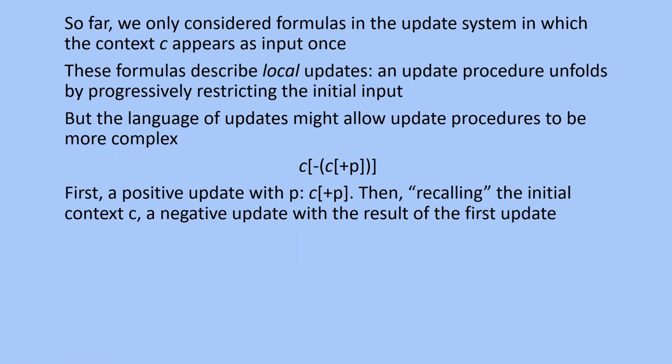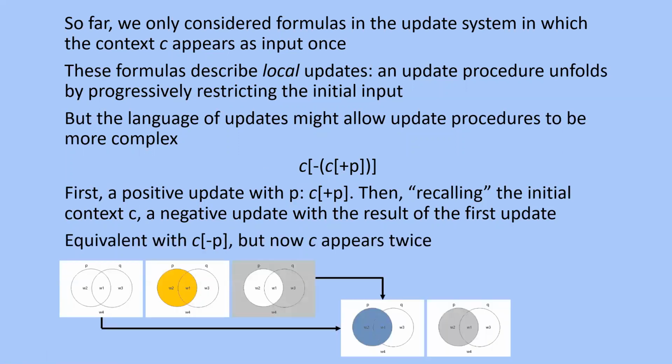Here's what procedure this formula describes. Starting from inside out, first there's a positive update with P. It gets you to an intermediate context, C plus P. And at that point, you can recall, so to speak, the initial input, C, and perform a negative update with the result of the first update. So intuitively, this is equivalent to rejecting P in C, but now the crucial difference is that C appears twice.